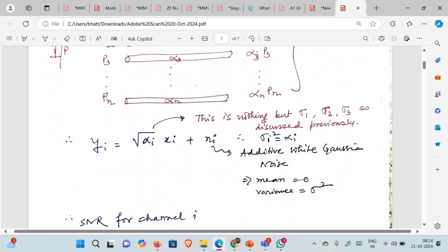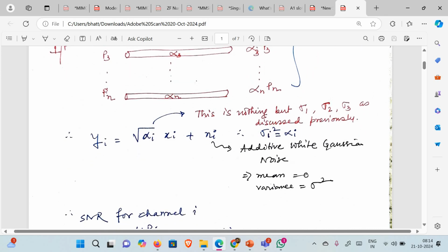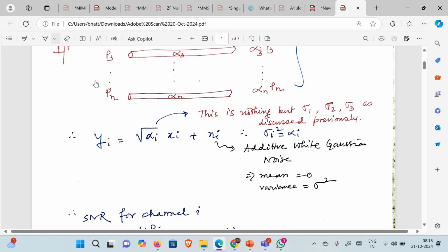So the first thing is that this is the same equation with which we are already familiar, y equals Hx plus n. Instead of H, we are writing it in terms of the channel gain, so we are looking at the square root of alpha i. Now this is very important, please make a note of it. You can see here I have mentioned that this square root alpha i, or the channel gain, is nothing but the values which we can get from the singular values from the sigma array.